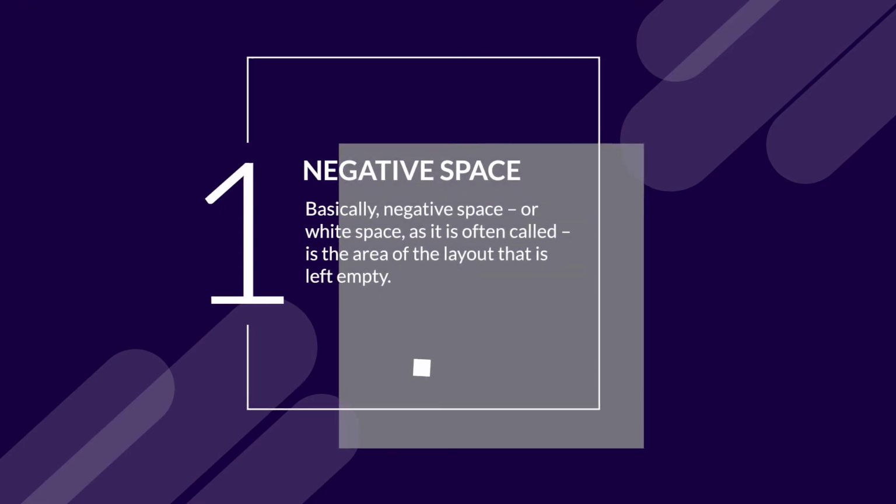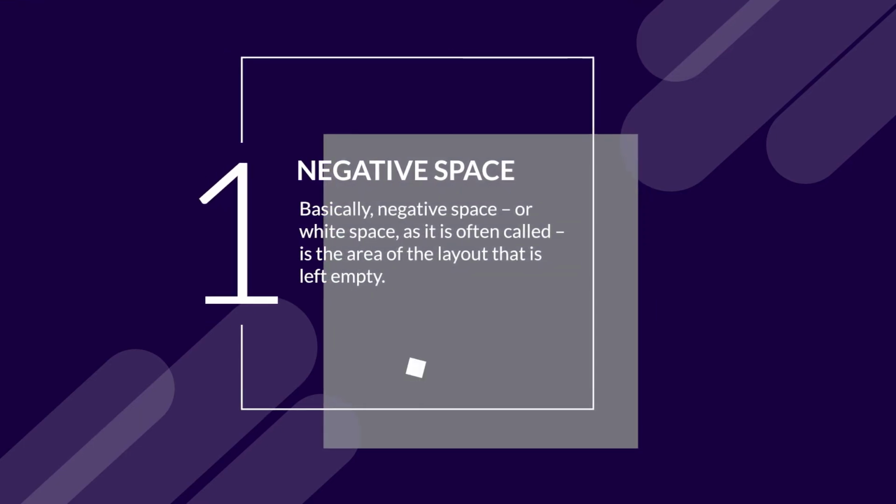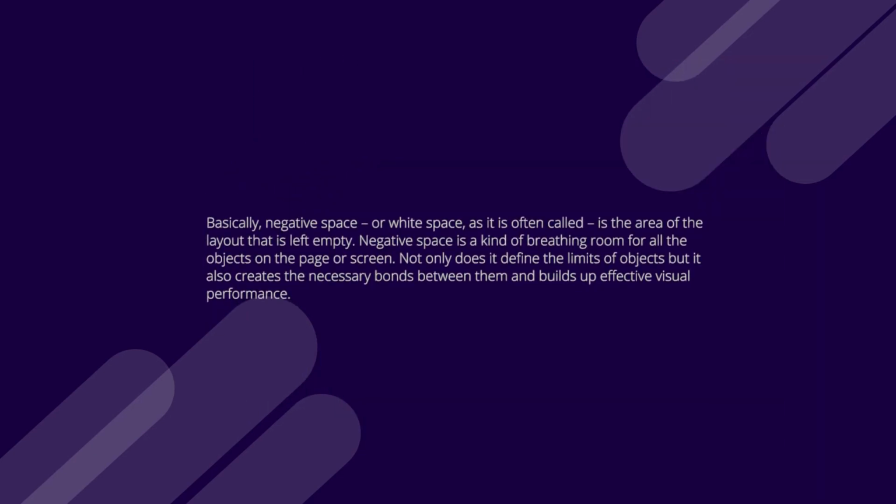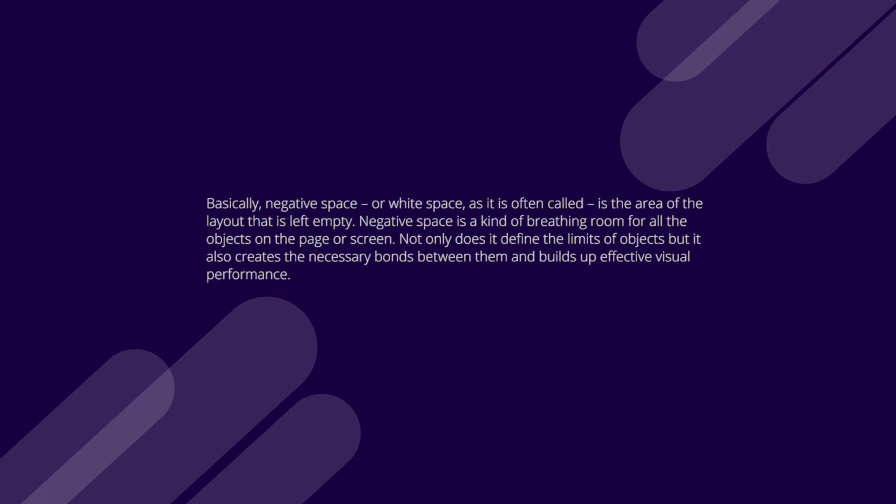First principle to consider is called negative space. We often think that silence, emptiness, or less color is bad for us. We take them for granted without thinking that they are the solid foundation for contrast. Basically, negative space, or white space as it is often called, is the area of the layout that is left empty. Negative space is a kind of breathing room for all objects on the page or screen. Not only does it define the limit of the object, but it also creates the necessary bounds between them and builds an effective visual performance.